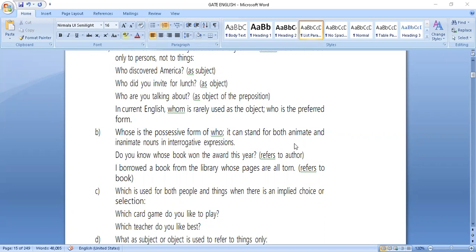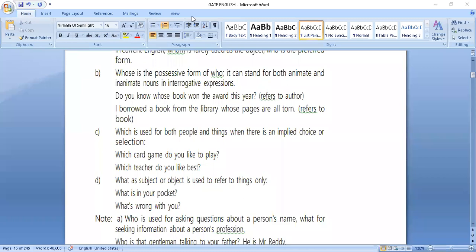Next one. I borrowed a book from the library whose pages are all torn. Whose pages are torn? The book's pages. Books. So what will this be? Inanimate. Now, which is used for both people and things when there is an implied choice or selection. Which card game do you like to play? Which teacher do you like best?